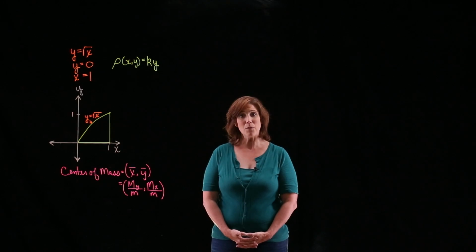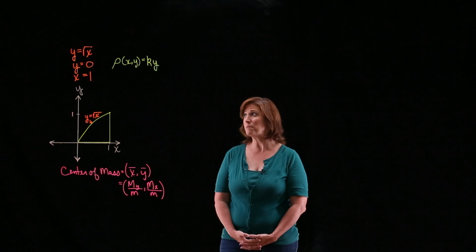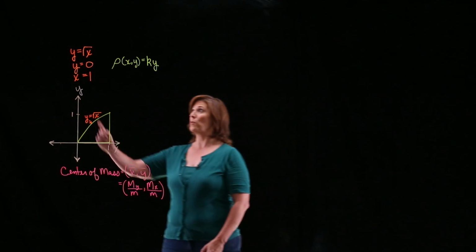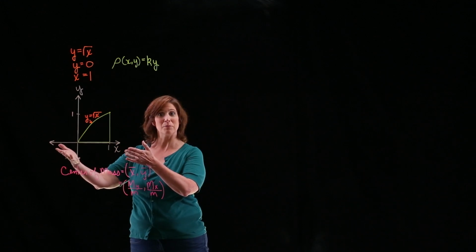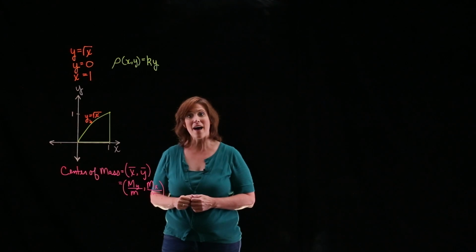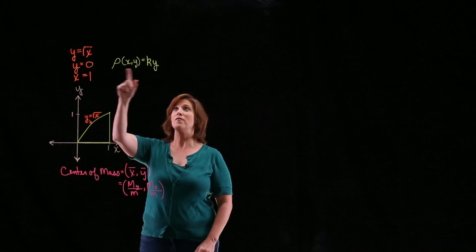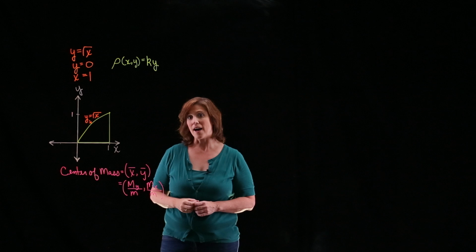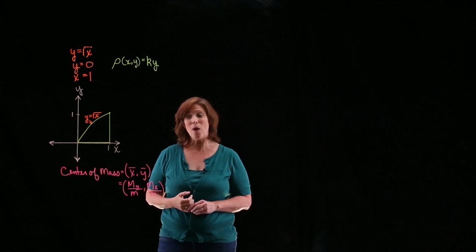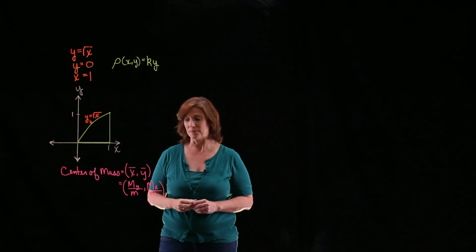Hi everyone, I'm Cheryl. In this problem, we're given a lamina that's bounded by y equals the square root of x, y equals 0, and x equals 1. This is pictured below. And we also have a density function, rho of x,y equals k times y. We're asked to find the mass as well as the center of mass.